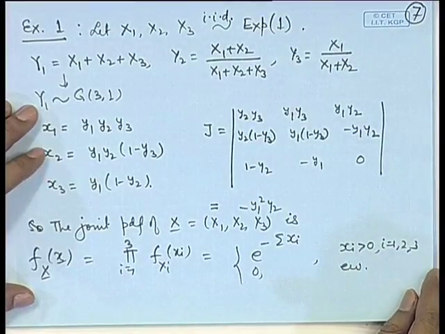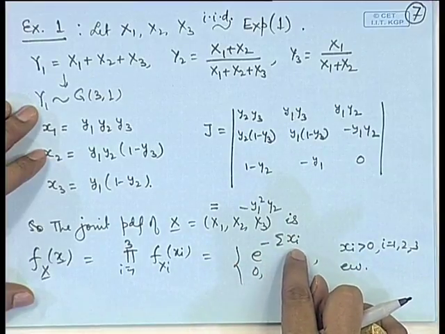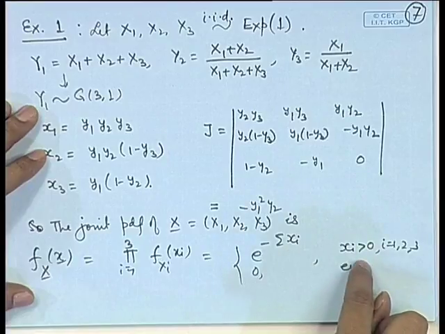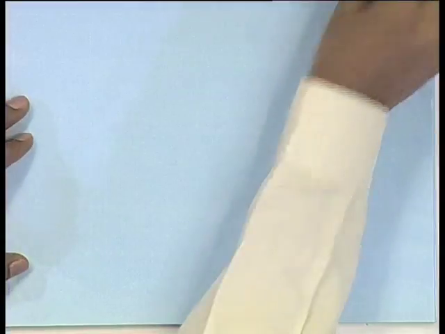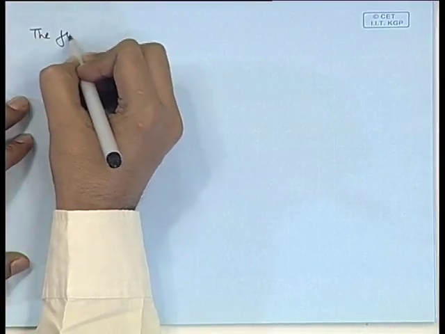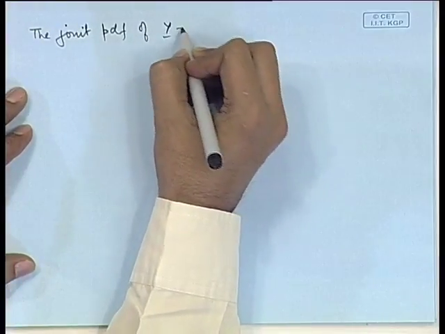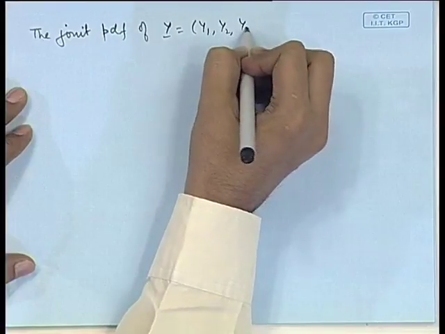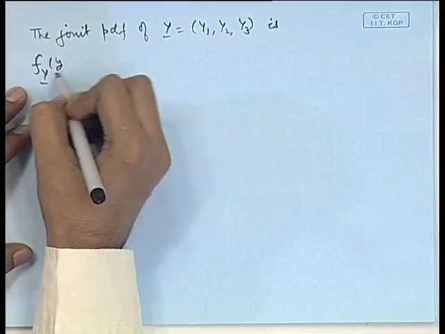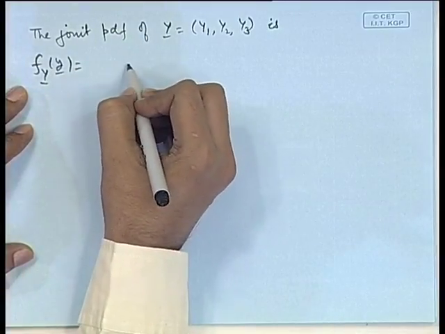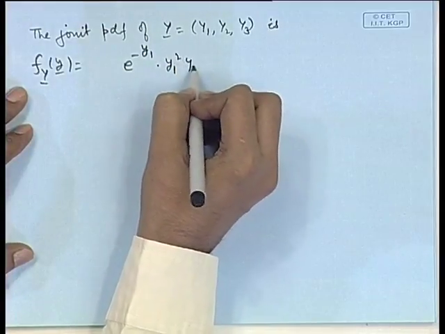Therefore, the joint density of y1, y2, y3 can be obtained from here by substituting the inverse functions of x1, x2, x3 and the corresponding range and multiply by the Jacobian. So, the joint PDF of y, that is y1, y2, y3, is f equal to e to the power minus y1 into y1 square y2.